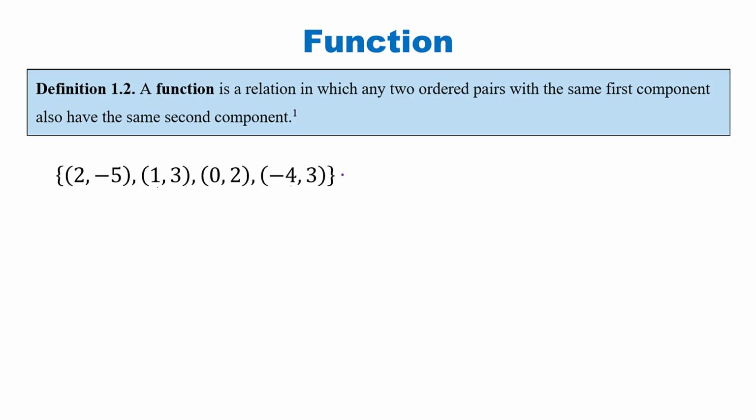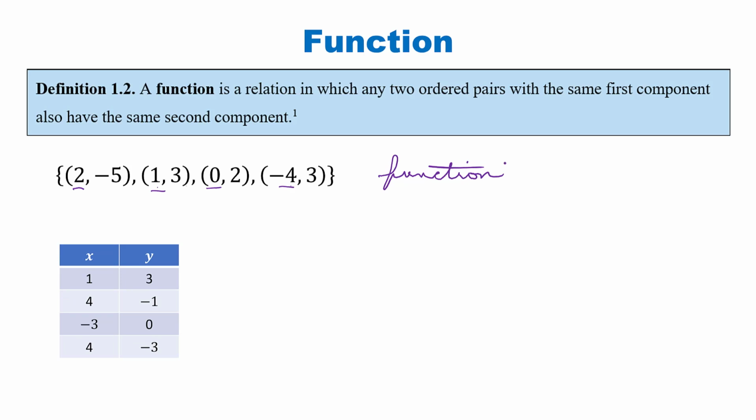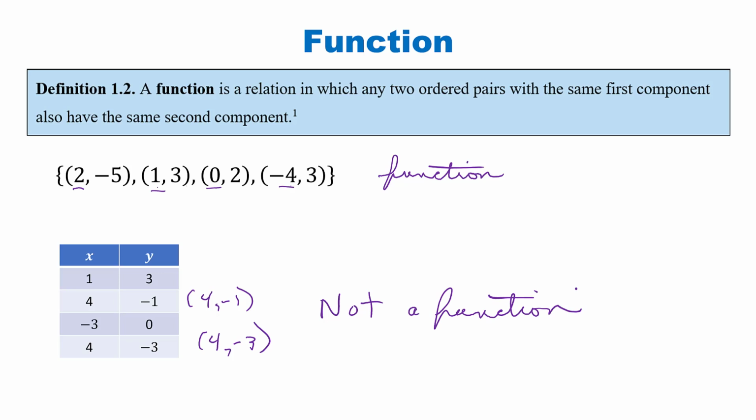Well, what we have to make sure of is that any 2 ordered pairs with the same first component also have the same second component. In this example, we don't have any repeats of first components, so this would definitely be a function. There's no check here that we have to do. In the second example of a relation, notice that we have the ordered pairs (4, -1) and (4, -3). So in this example, we did have 2 ordered pairs with the same first component, and these 2 ordered pairs do not have the same second component. So that tells us that the second relation is not a function. Okay, so let's go on.